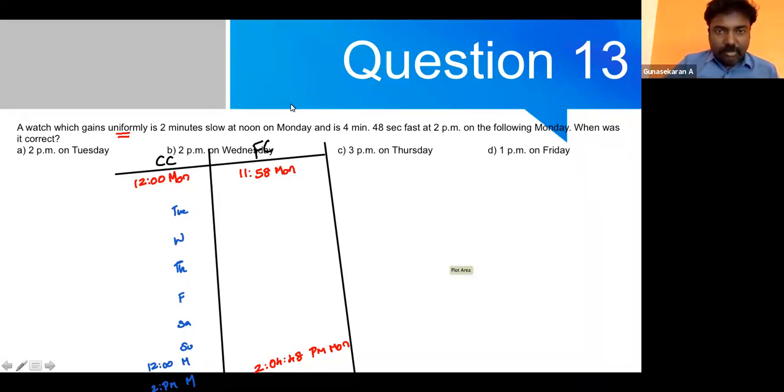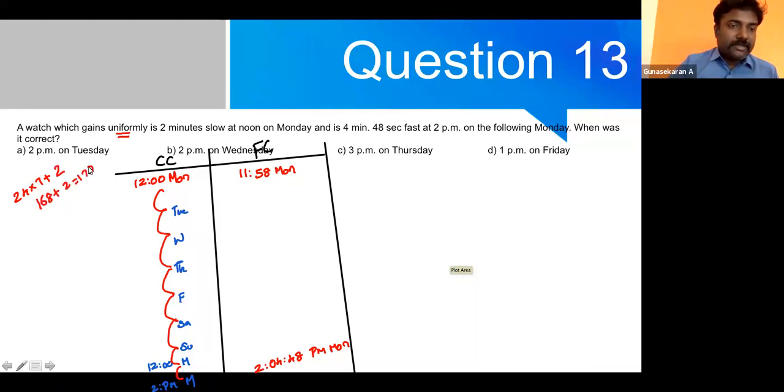See, how many hours did it travel? 24, 2, 3, 4, 5, 6, 7 full days. Understand? So 7 into 24, plus from here 2 hours. So 168 plus 2, 170 hours. When the correct clock traveled 170 hours, how much time did the wrong clock gain?